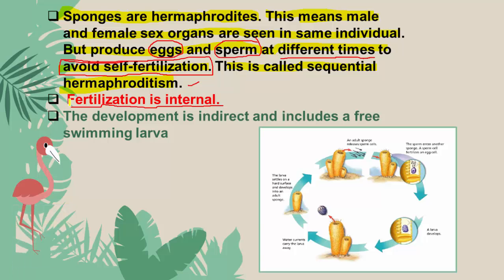Because till the completion of all the classes and phyla of the animal kingdom, all these terms are repeated. Fertilization is internal. What does it mean? Fusion between sperm and egg. The sperm represents the male gamete and the egg is the female gamete.